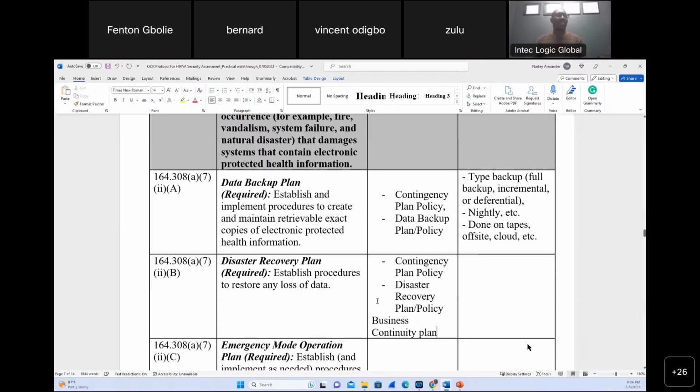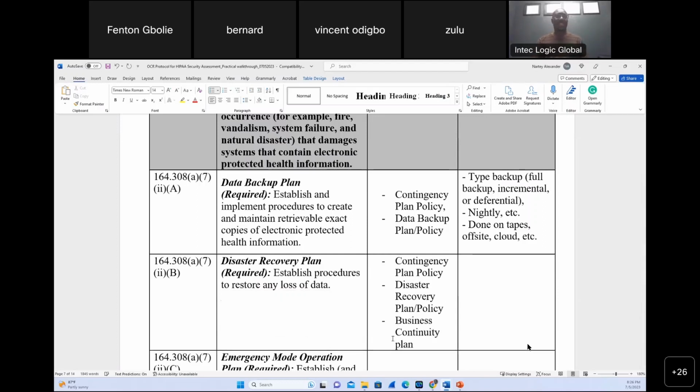Good. So you can have it in contingency plan as a whole, right? You can also have disaster recovery plan or policy, or you can also have business continuity plan. Most of the time, disaster recovery and business continuity plan go together. So we have a document that says disaster recovery and business continuity plan. Business continuity is what they will do to keep the business running even when we are in disaster mode, so that we don't break services to our clients. That's what business continuity plan mostly covers.